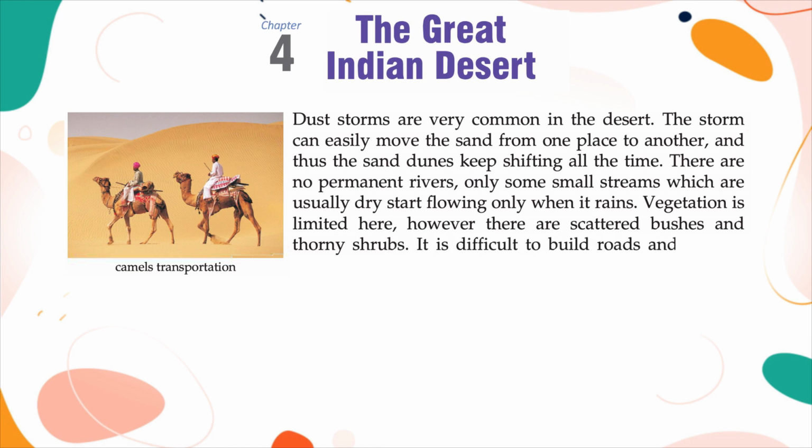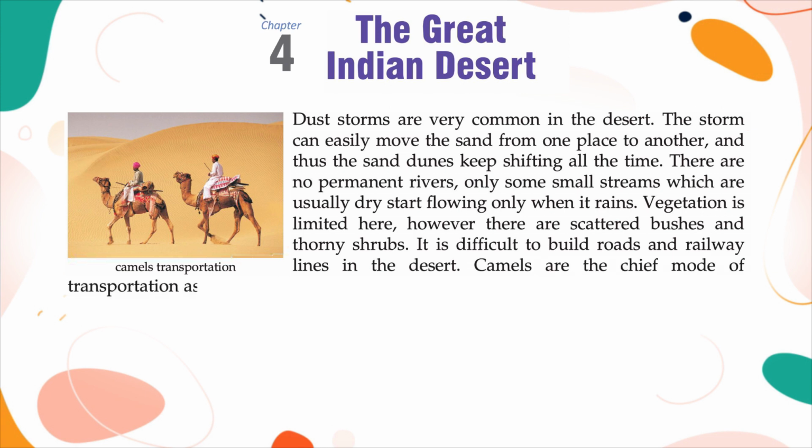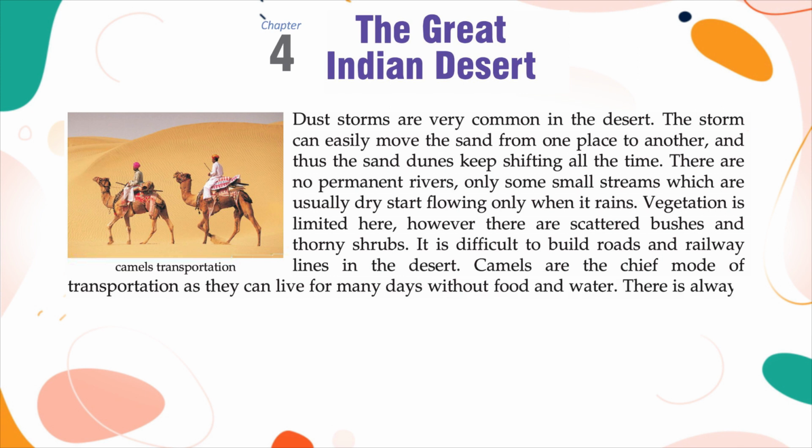It is difficult to build roads and railway lines in the desert. Camels are the chief mode of transportation as they can live for many days without food and water. There is always a shortage of water in this area.